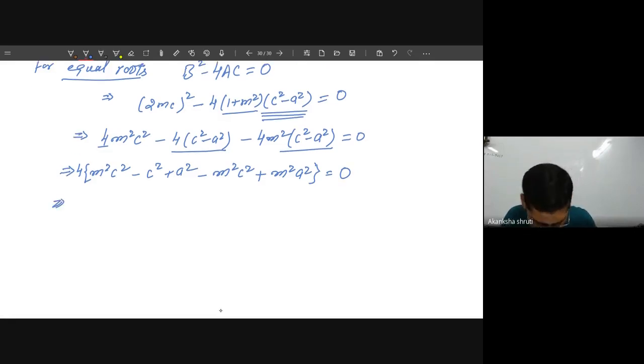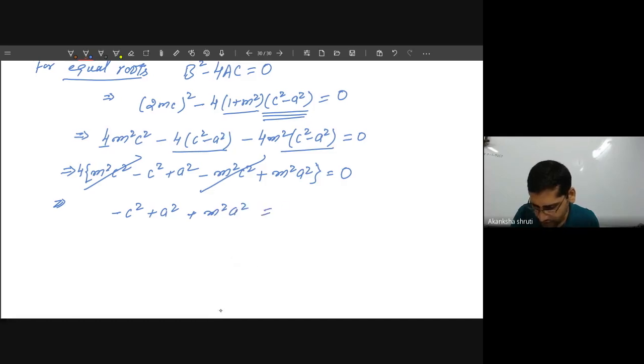So this implies, is there anything that can be cancelled? Yes, these two are the opposite sign terms. So what is left? This means minus of c square plus a square plus, what is this? m square a square is equals to 0.